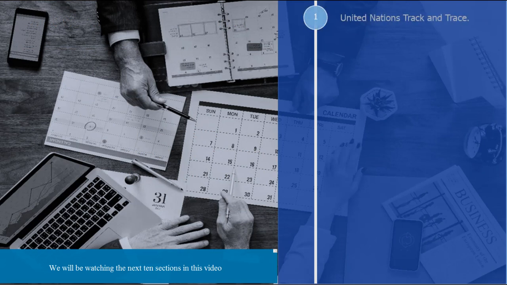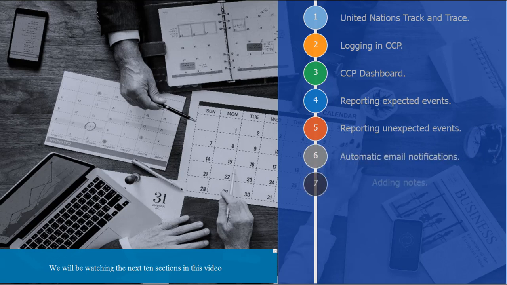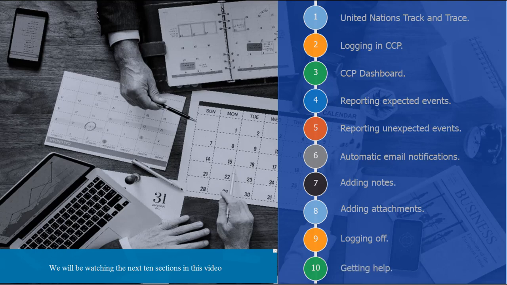1. United Nations Track and Trace. 2. Logging in the Carrier Collaboration Portal or CCP. 3. Carrier Collaboration Portal or CCP Dashboard. 4. Reporting expected events. 5. Reporting unexpected events. 6. Automatic email notifications. 7. Adding notes. 8. Adding attachments. 9. Logging off. 10. Getting help.